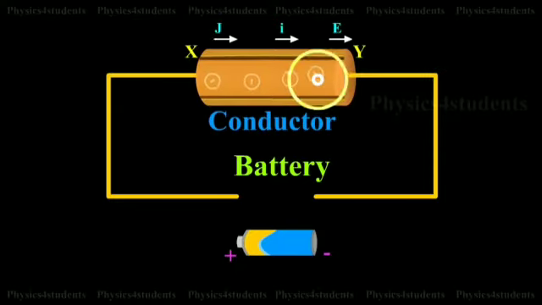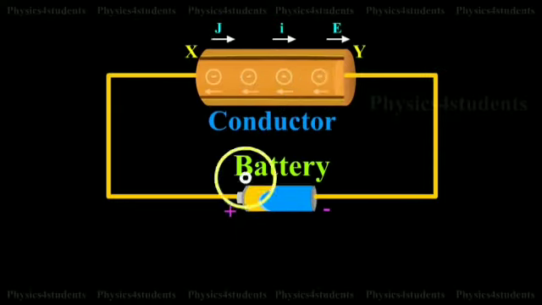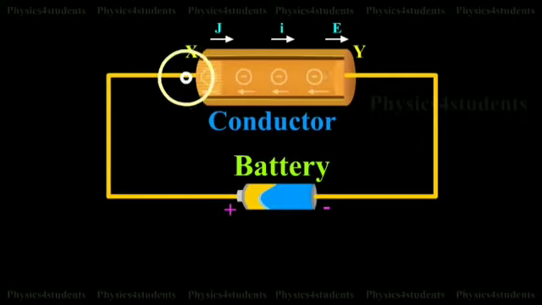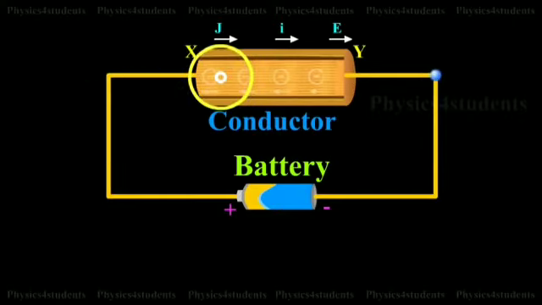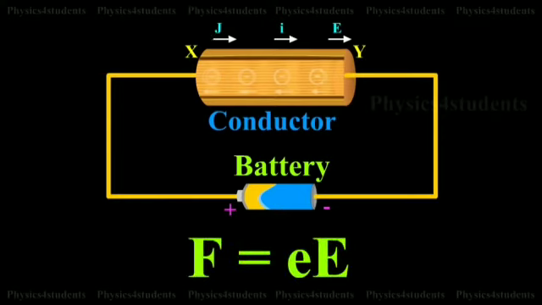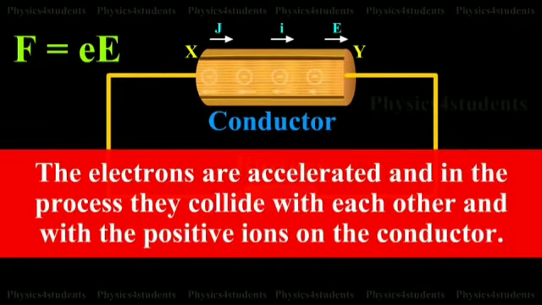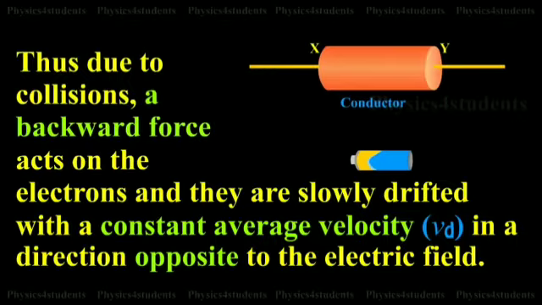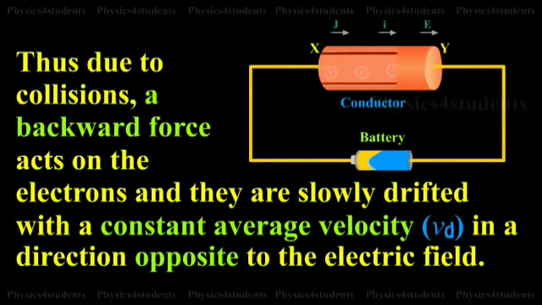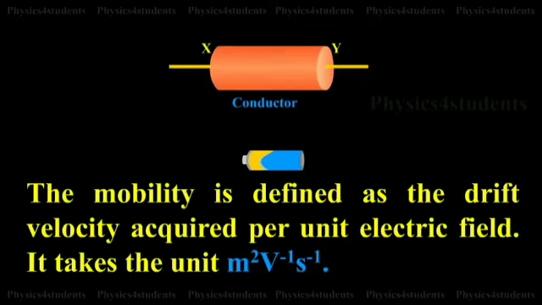Suppose a potential difference is set across the conductor by connecting a battery. An electric field E is created in the conductor. This electric field exerts a force on the electrons, so F = eE, producing a current. The electrons are accelerated and in the process they collide with each other and with the positive ions in the conductor. Thus, due to collisions, a backward force acts on the electrons and they slowly drift with a constant average velocity Vd in a direction opposite to the electric field.